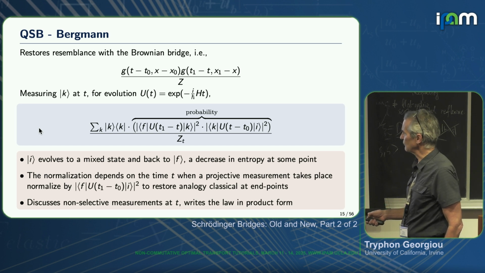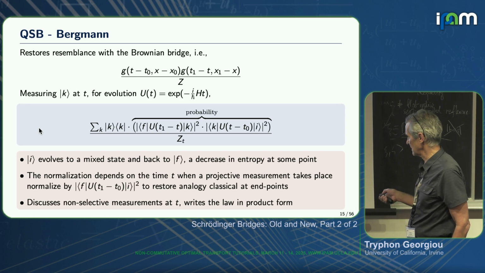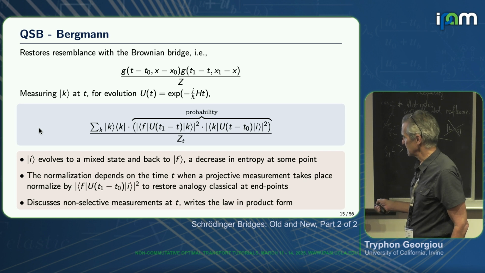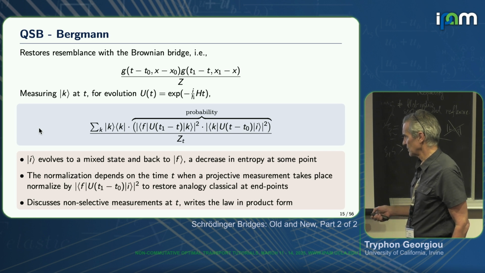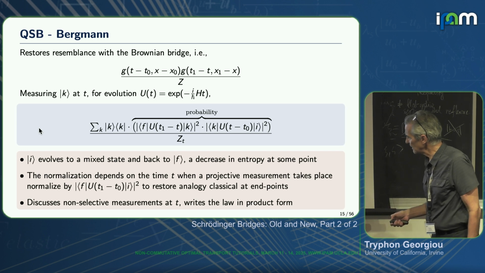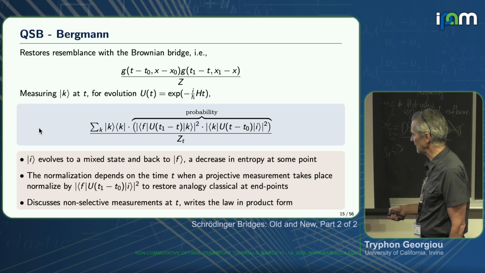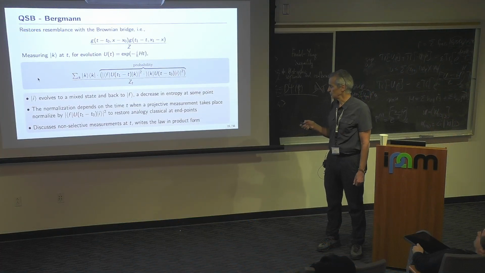However, if you look at it carefully, there are some drawbacks that I evolves into a mixed state and back to f, which implies some entropy decrease at some point. And then the other thing, which is a bit more serious, is that the normalization depends on the time when some projective measurement takes place in the middle. So it's not like in the Brownian bridge. And he discusses non-selective measurements at t and writes the law in some sort of a product form. So this was sort of a first attempt to doing something like that.